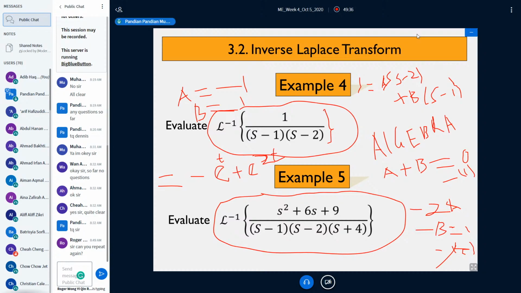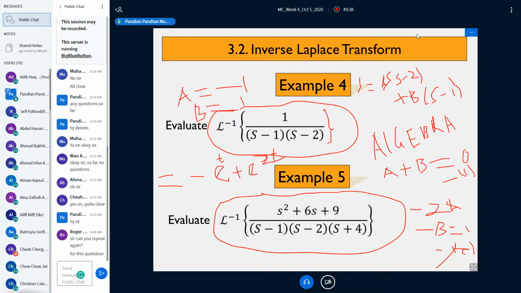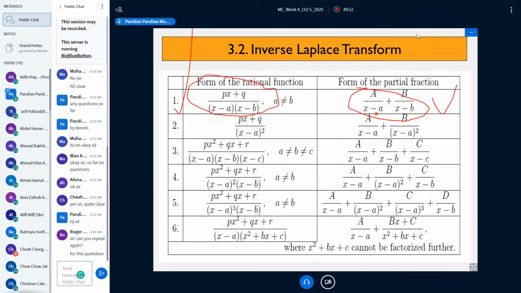You must use your paper and pencil. Write down 1 over (s minus 1) multiplied by (s minus 2) equals partial fraction. Use this table. Write down A over s minus 1 plus B over s minus 2. Write down. Use number 1. So this is your guide now. Okay.